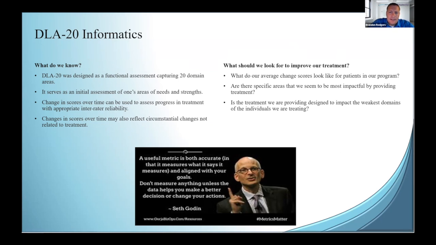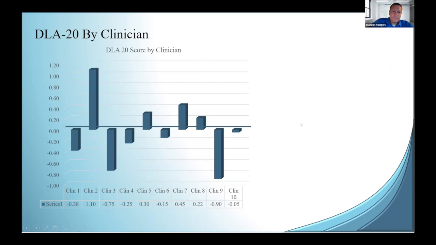Is the treatment we're providing designed to impact the weakest domains of the individuals we're treating? So this gets to, are we in the right level of care, right? The Brittany question of, is outpatient therapy designed to impact domain number 7 on the DLA 20, or are we really looking at domain number 3? What is the best assignment for that particular client? So let's start to look at some of the results and see what kind of ideas we can derive from that.